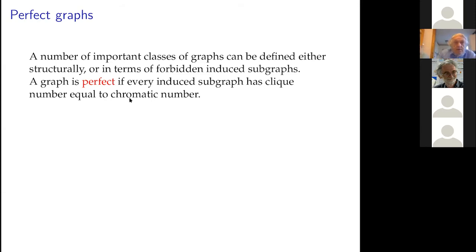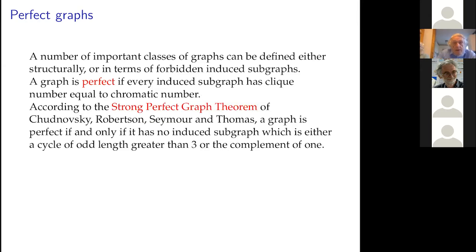So obviously the chromatic number is at least the clique number for any graph. If they're equal for every induced subgraph, we call the graph perfect. This was defined by Claude Berge, and he conjectured a forbidden subgraph characterization, which was proved much later by Chudnovsky, Robertson, Seymour, and Thomas.